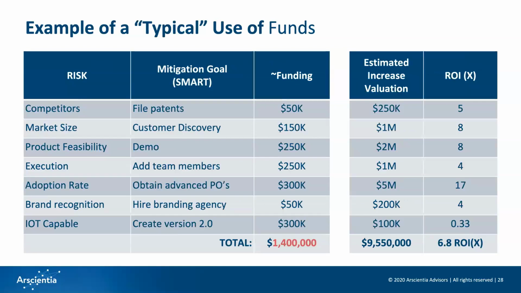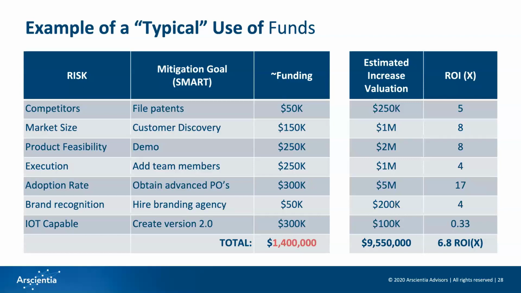What we can determine is that, you know what, these estimated increases in value are not all the same. So if we spend $1 on one thing, it's not the same as spending $1 on something else. So in this case, we've done some quick calculations on ROI. You could see like the IoT capable version, you're going to lose money on that. That doesn't make any sense. Whereas the adoption rate, that's the biggest risk. So if we spend a little bit of money on that, and we can prove that the adoption rate will be fast, that ROI is 17x. That's a really good ROI.